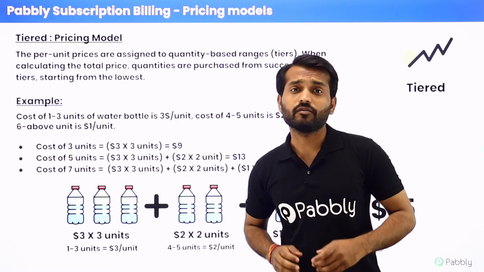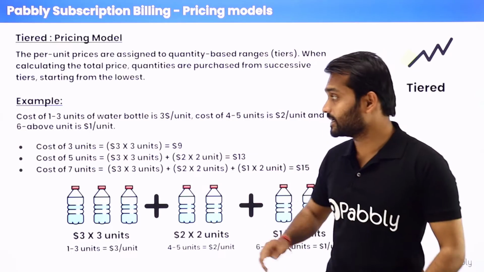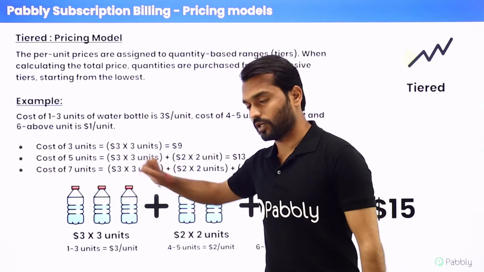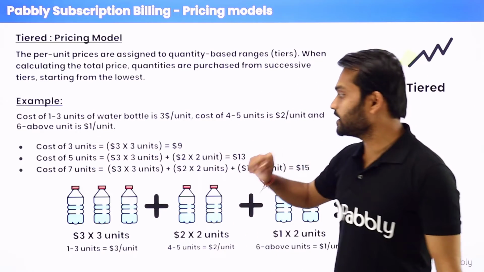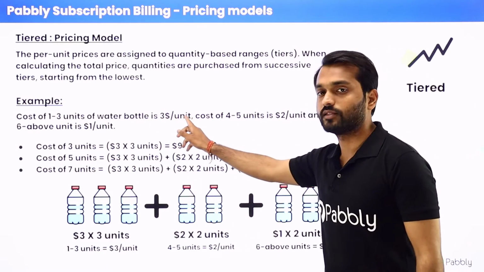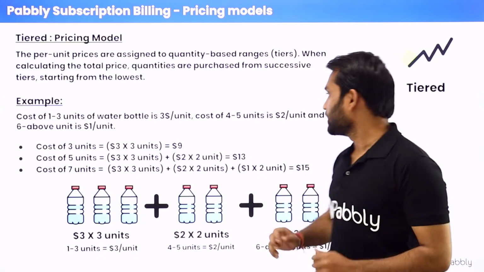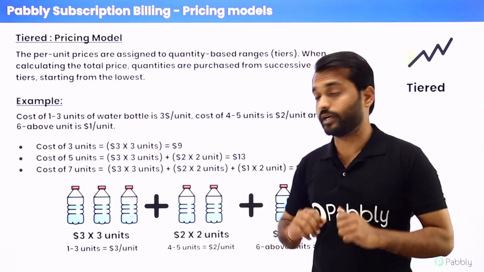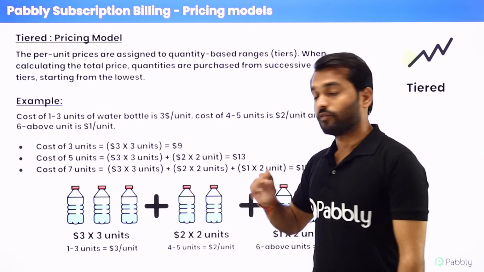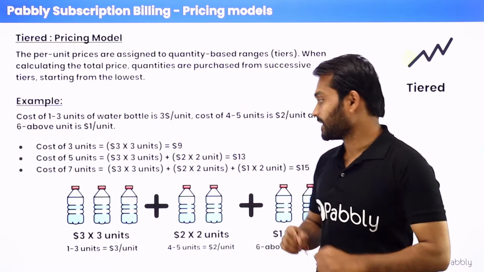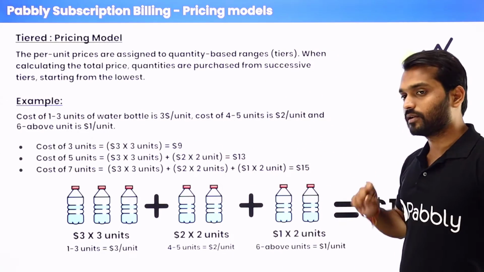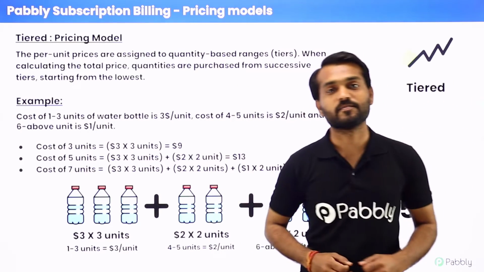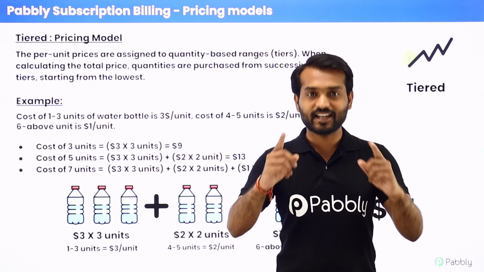Now let's say he enters another range, that is from 6 units and above, and purchases 7 units. Now for the first 3 units the per unit price is $3, for the next 2 units the per unit price is $2, and for the next 2 units, that is 6 and 7, the per unit price is $1, that amounts to a total of $15. So that's how the tiered pricing model works under Pabbly subscription billing. To explain further, I'll take you to the screen.